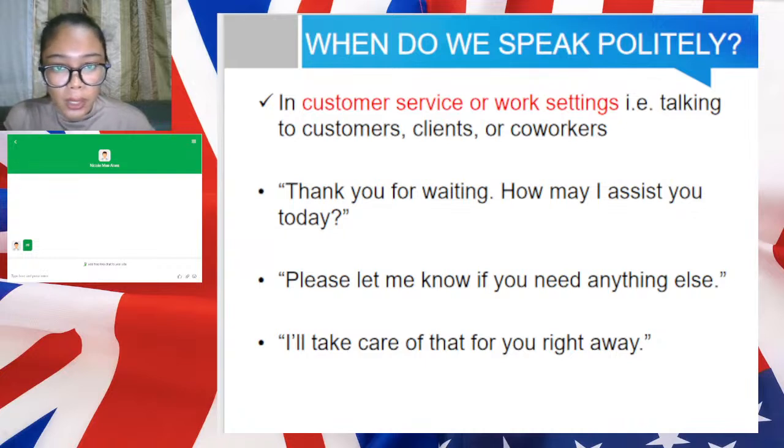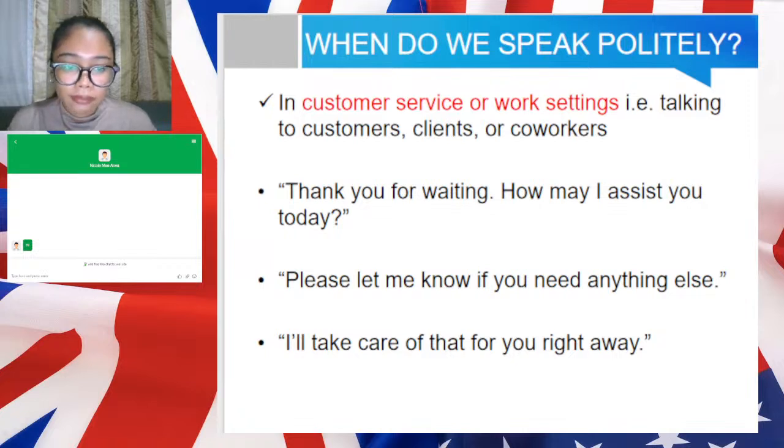Think about when you are a customer somewhere. How much more appreciated do you feel when the person helping you is polite and courteous, especially when you're asking for something you are really not familiar with and you want a person who will guide you patiently, right? So it really makes a difference. And in a work environment, being polite to your colleagues fosters a more positive and collaborative atmosphere.